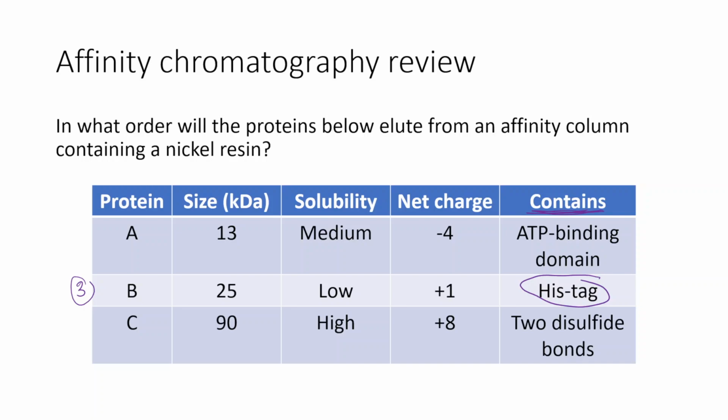So in the case of affinity chromatography, the only thing that matters is the binding partner. These 2 other proteins would come off pretty much at the same time, so they're tied for number 1. They don't interact with the column. They're going to travel through it at around the same speed. So affinity chromatography is really powerful for this reason, because it can bind really strongly to your protein of interest and not interact almost at all with other proteins.